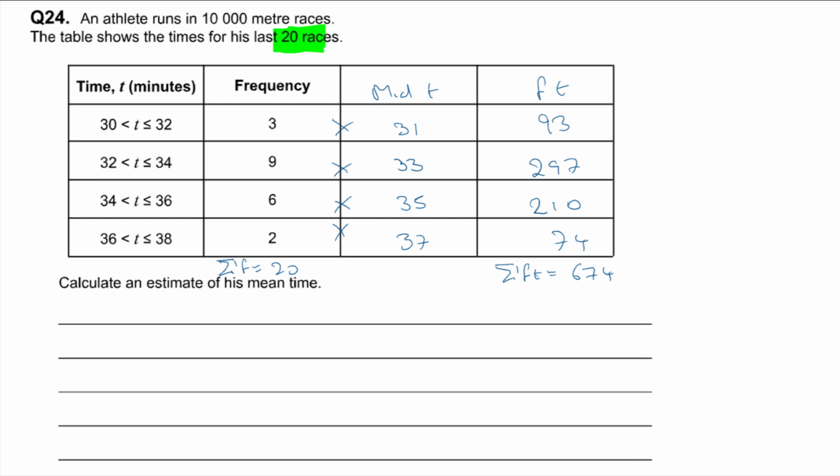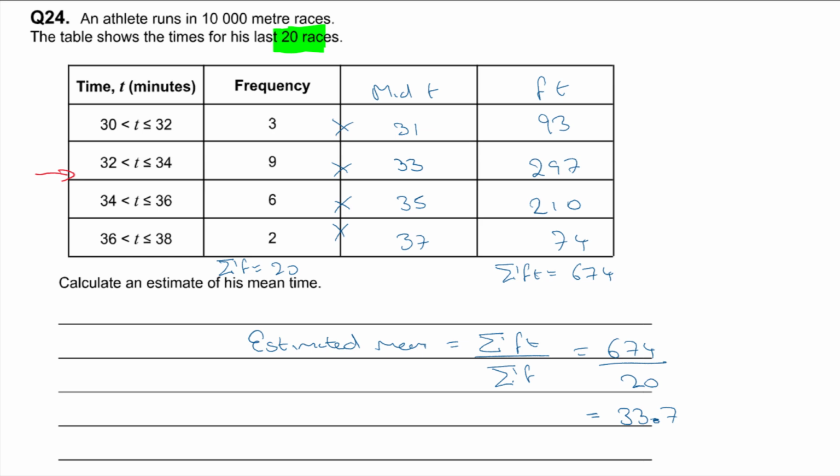Okay, so now once I've got those, my estimated mean is going to be sigma ft over sigma f, which is going to be 674 divided by 20, and that is equal to 33.7. Is my answer sensible? Well, where would that be? Again, that would be kind of sitting towards the top end of this group here, isn't it?